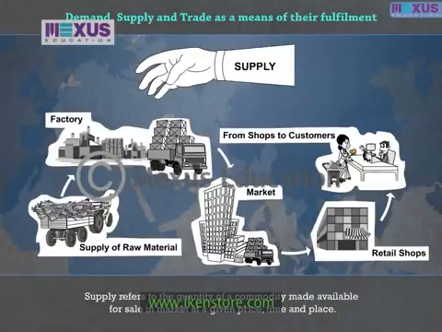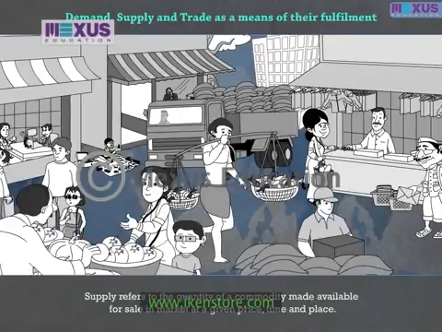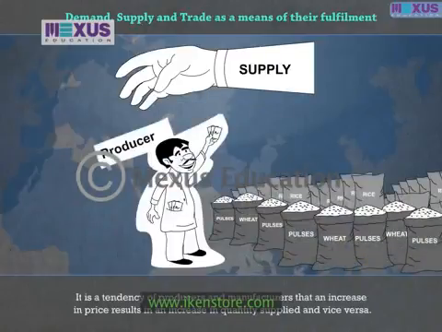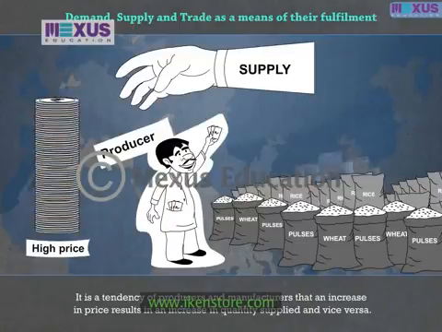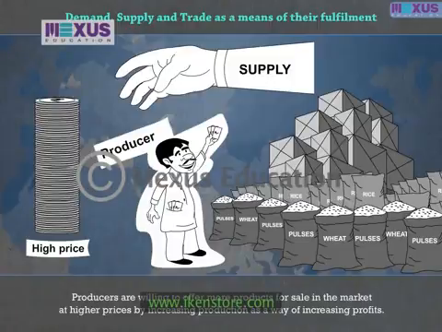Supply refers to the quantity of a commodity made available for sale in market at a given price, time, and place. Here, selling is the main aim for supplying that commodity or service. It is a tendency of producers and manufacturers that an increase in price results in an increase in quantity supplied and vice versa. This means that producers are willing to offer more products for sale in the market at higher prices by increasing production as a way of increasing profits.